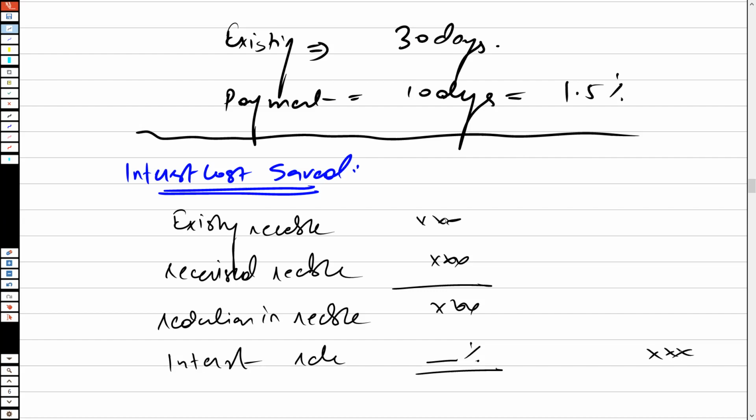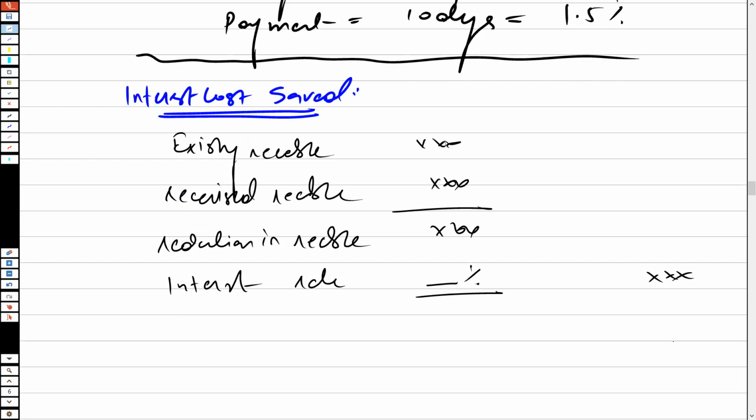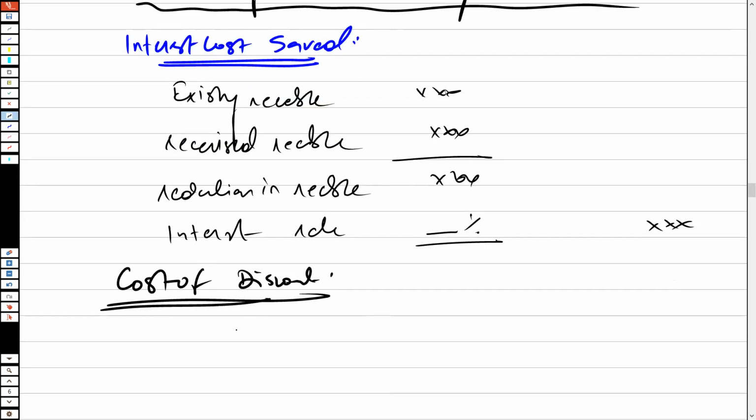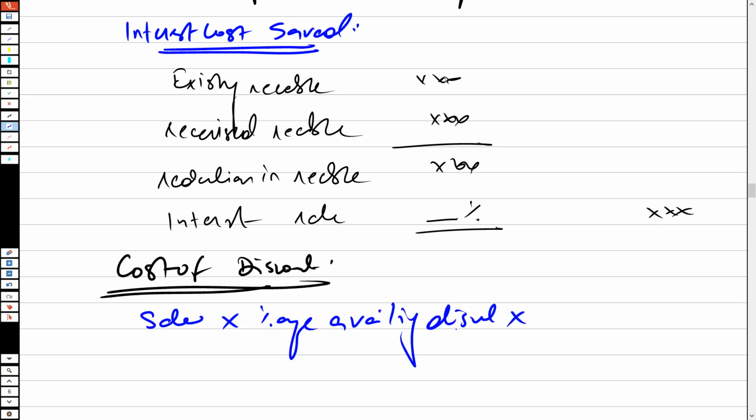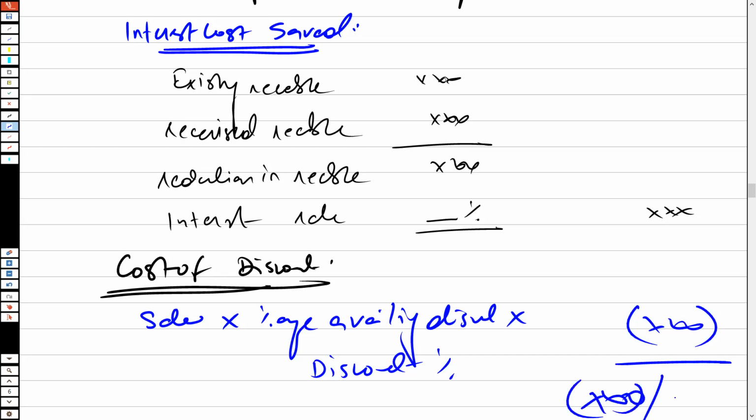So this is actually going to be the interest cost saved, and you're going to compare it with the cost of discount. How would you compare it with the cost of discount? You would get the sales multiplied by the percentage availing discount multiplied by the discount percentage.